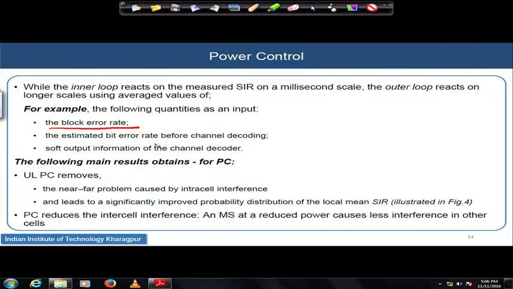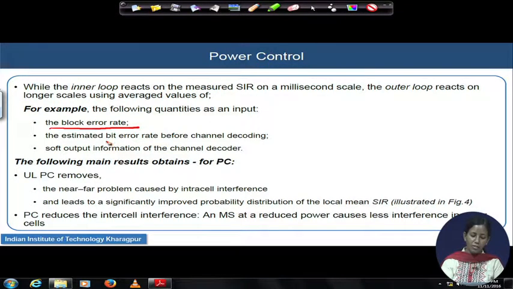The estimated bit error rate can also be checked before the channel decoding, or it can take the soft output information of the channel decoder itself. So, based on all this, the outer loop can start thinking about how to adjust the SIR.